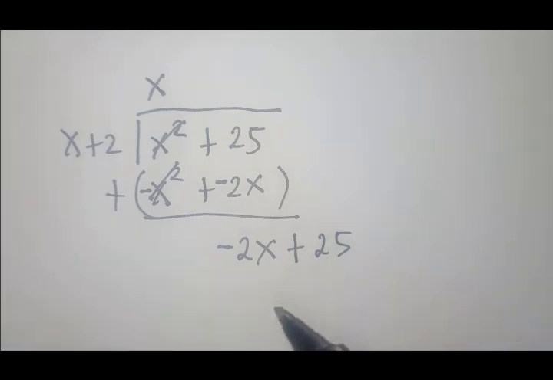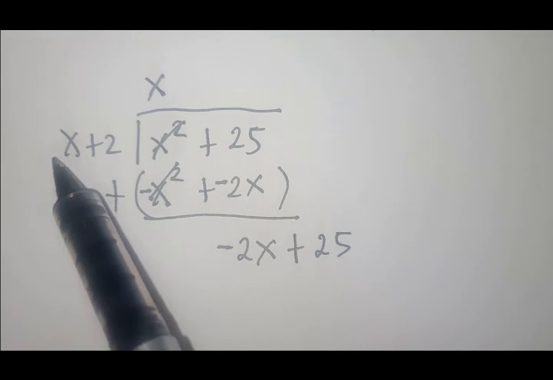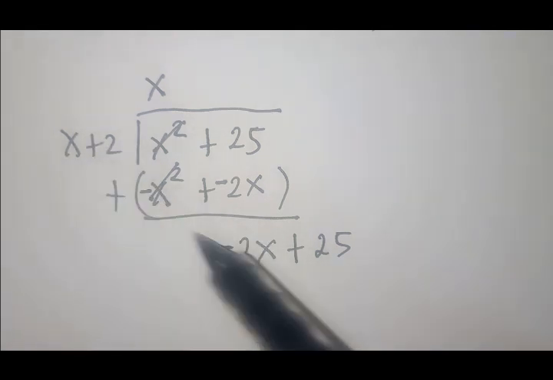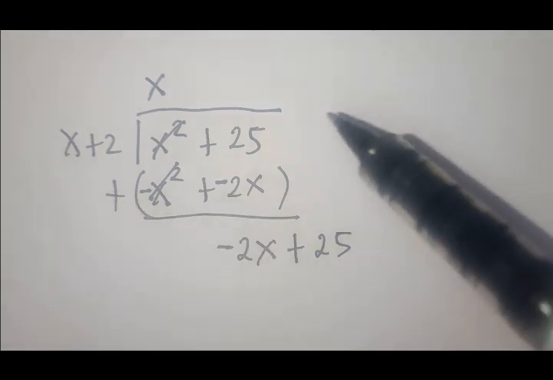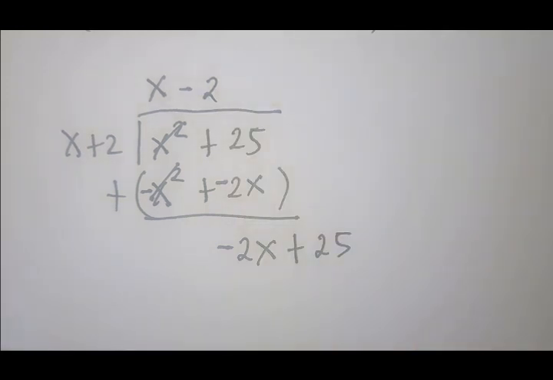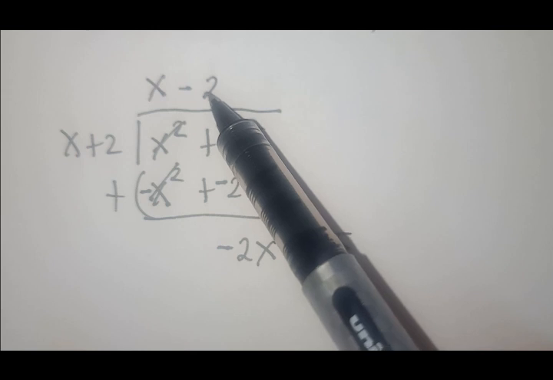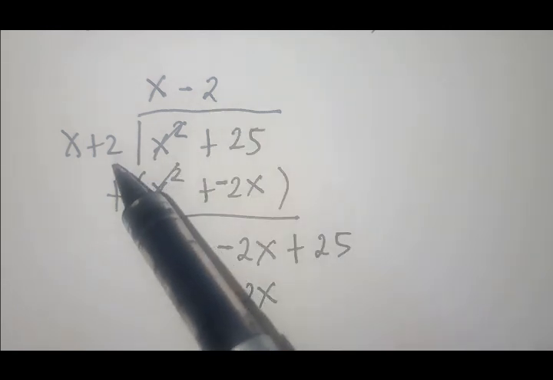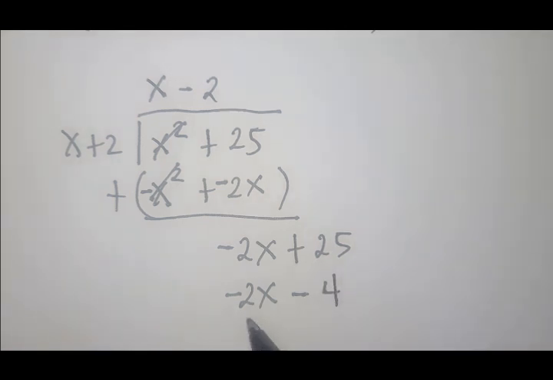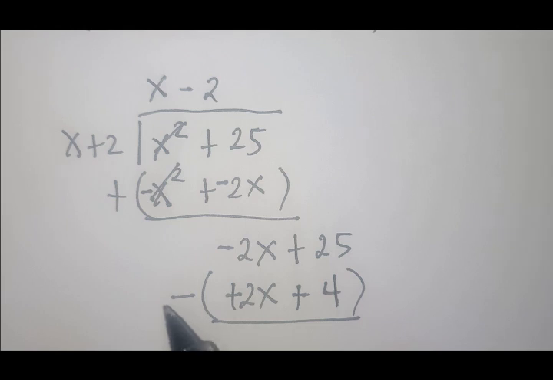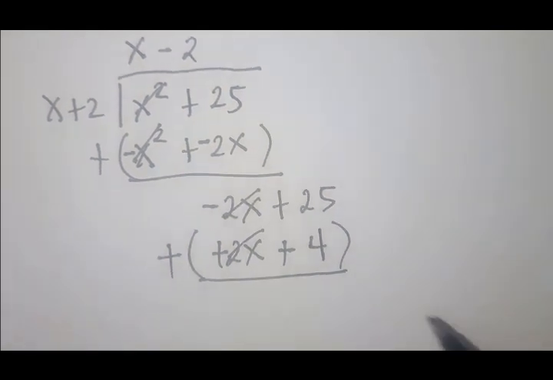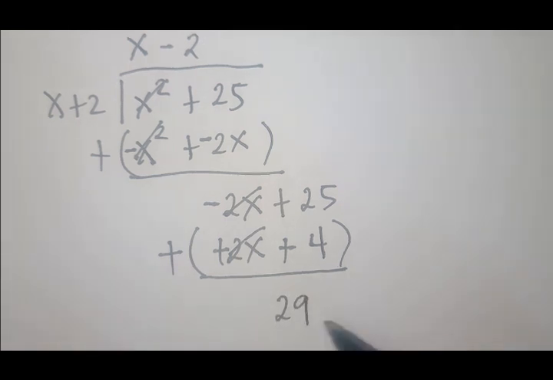Okay? So, then, divide ulit tayo. So, negative 2x divide x. Okay? So, mawawala yung variable x natin kasi 1 minus 1 sa exponent will become 0. So, wala na yung variable natin. So, negative 2 divide 1 will give you negative 2. Okay? So, multiply ulit naman natin. Negative 2 times x will give you negative 2x. Negative 2 times positive 2 will give you negative 4. Then, subtraction process. Subtraction will give positive, positive, then plus. So, negative 2x plus positive 2x, it will become 0. So, 25 plus 4 will give you 29.